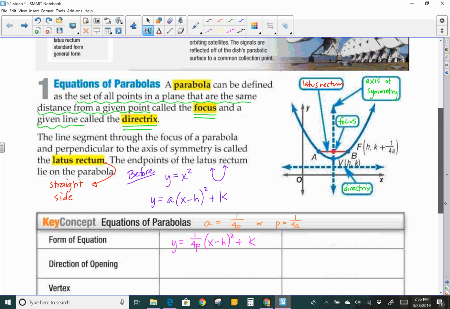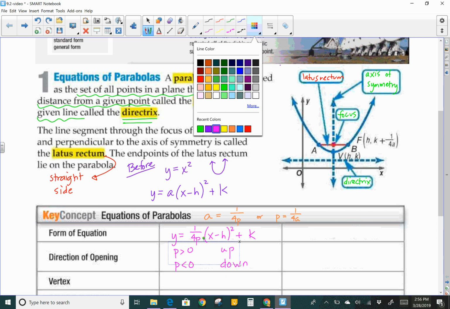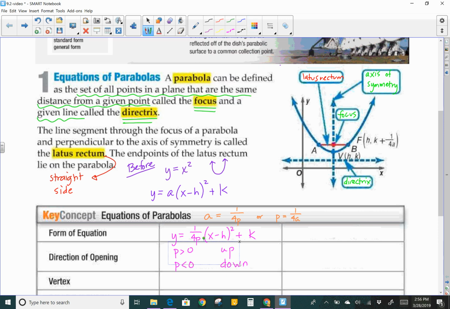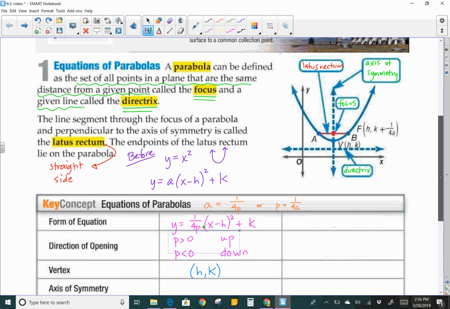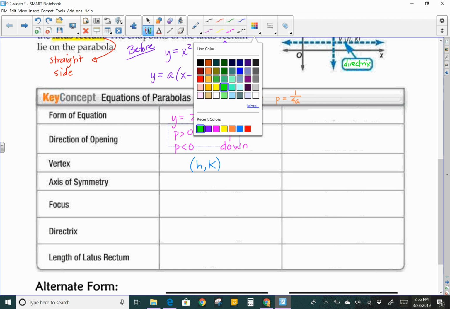Just like I talked to you about the a, what does the a really do? This particular number right here, in which case it's not a anymore, it's p. If p is greater than 0, then we know our parabola will open up. If p is less than 0, then my parabola will open down. The next thing, our vertex is still the same. Our vertex is (h, k). Let's keep going down here, and then we go to the axis of symmetry.